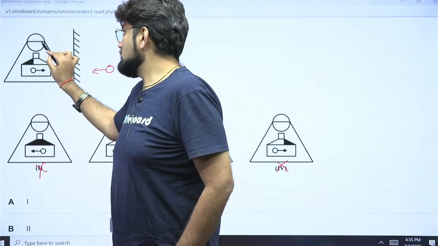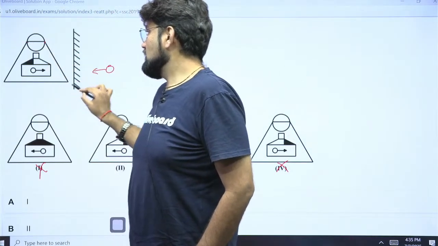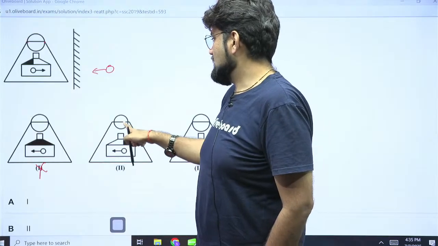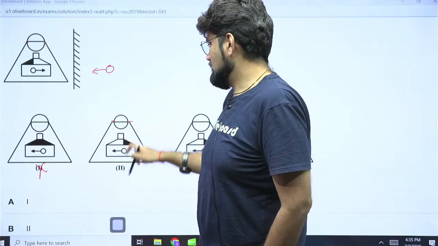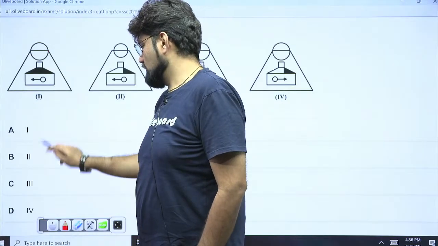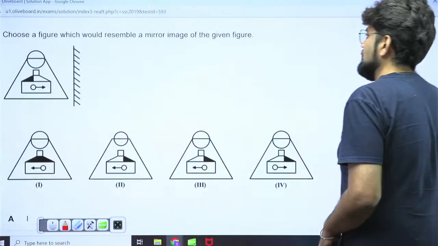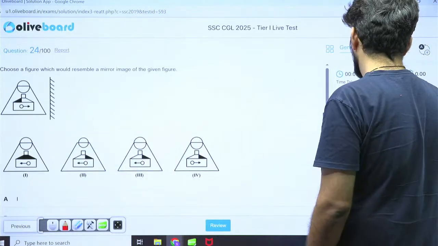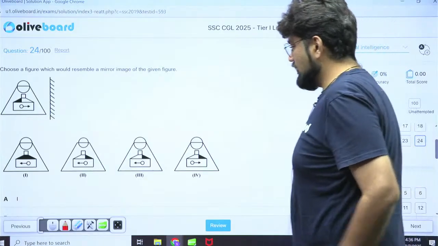The circle is edge to edge connected to the upper tangent line. But there is some gap here. So this will also go. Figure 3 is the correct answer. Close one this was. Good. And we'll be now moving on to the last question.